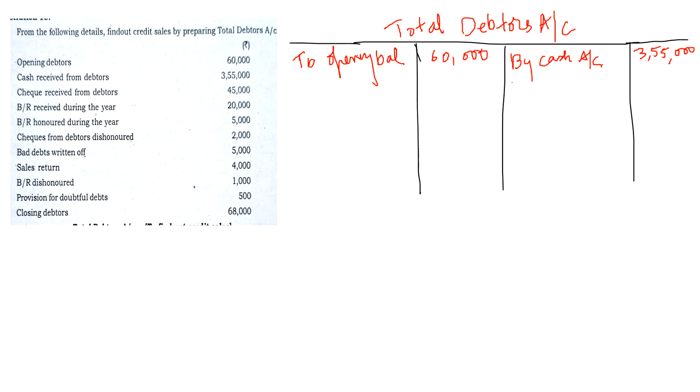Okay. Next you have a check received from debtors. Check received means you'll write it as by bank account. For check received the amount is 45,000. Okay. Next item is bills receivable received during the year. That will be recorded on the credit side as by bills receivable account, and the amount is 20,000.